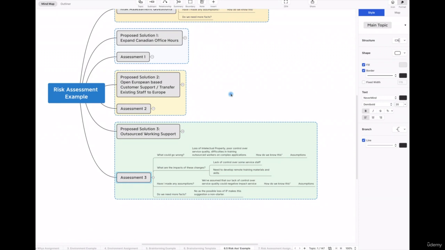What are the impacts of these changes? We would have a lack of control over some of our support staff because they don't work for us, they would work for an outsourced agency. And we as a company would need to develop remote training materials and skill sets to be able to train those people at a distance.